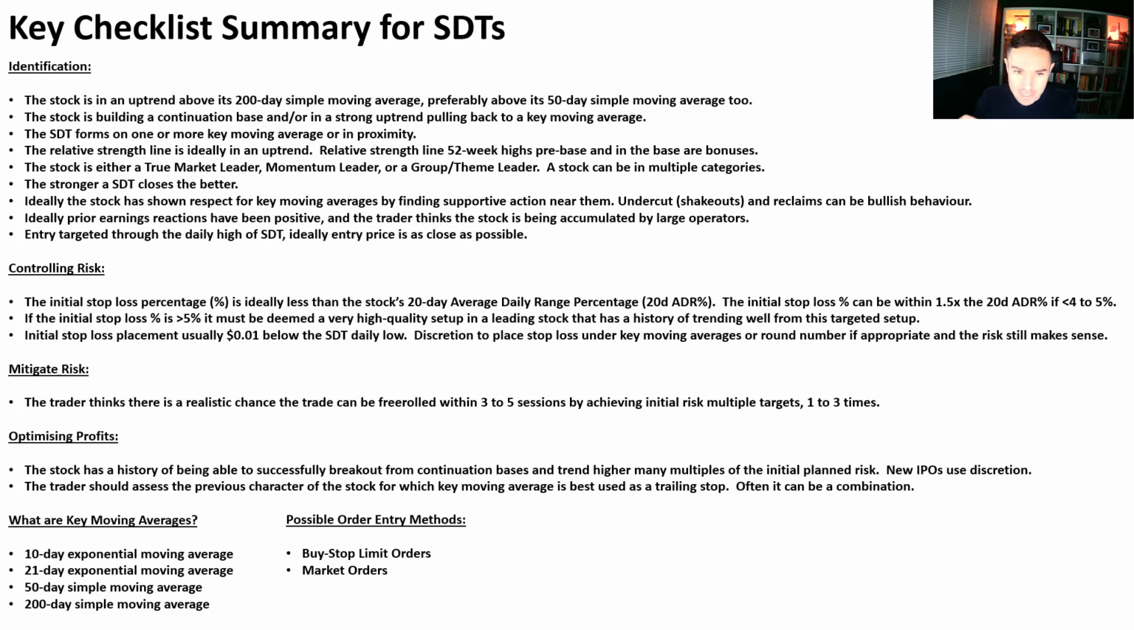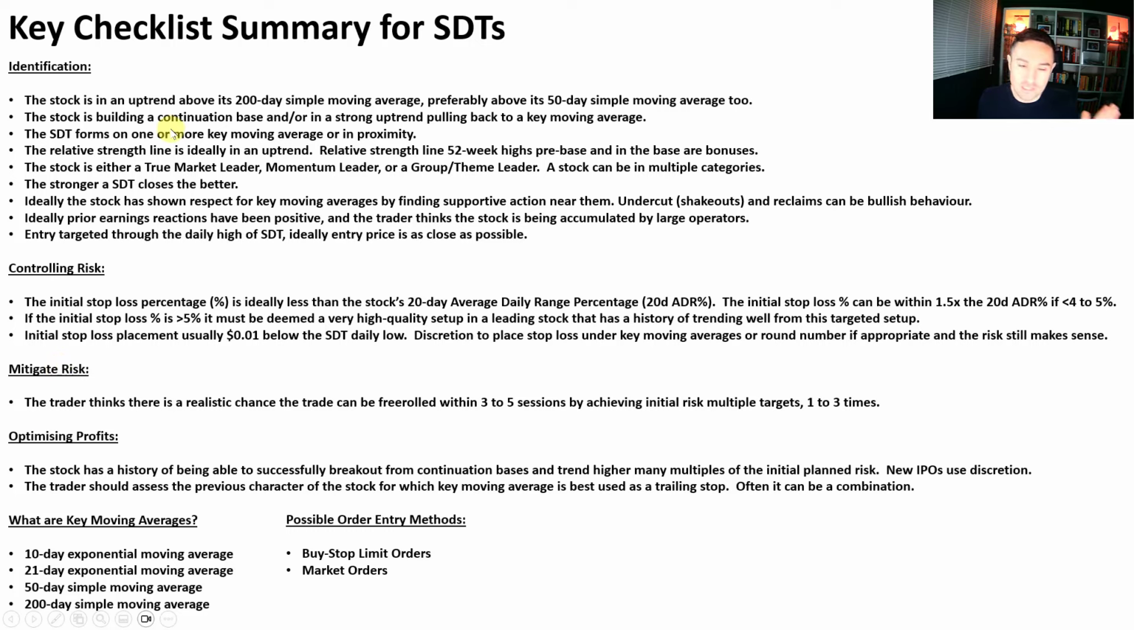If you actually break it down and deconstruct it and think about a trade, there's really only 4 parts. Number 1, you have the identification. Number 2, you have the controlling risk. Number 3, you have the risk mitigation. Number 4, you have optimizing profits. Okay, so let me just take you through.